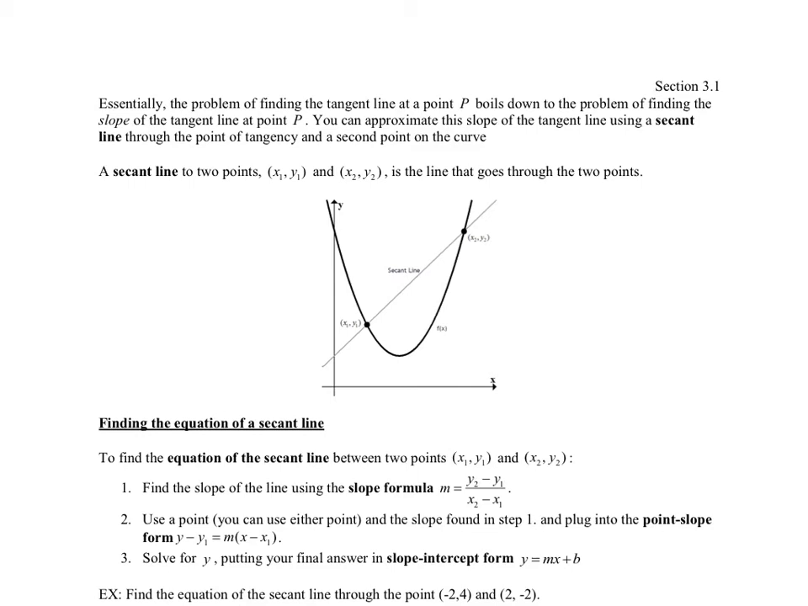Essentially, the problem of finding the tangent line at point P boils down to the problem of finding the slope of the tangent line at point P. Okay, so finding the tangent line, the first thing we need to do is find the slope. It says you can approximate the slope of the tangent line using a secant line through the point of tangency and a second point on the curve.